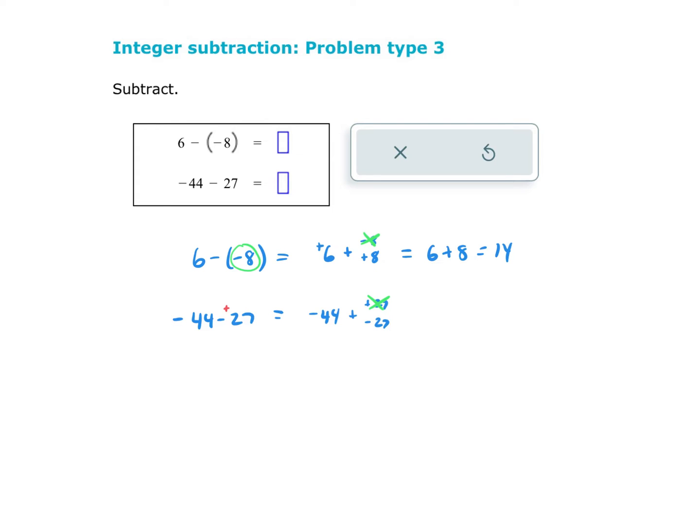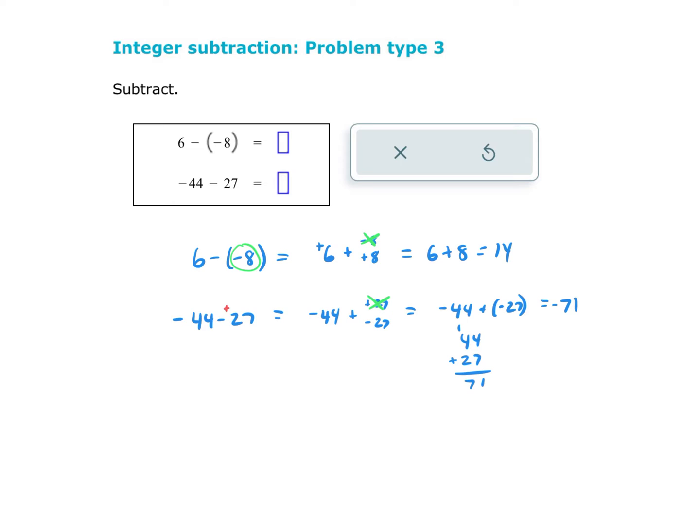So now I have -44 plus -27, and that's just combining negatives. So 44 combined with 27 gives me 71 negatives.